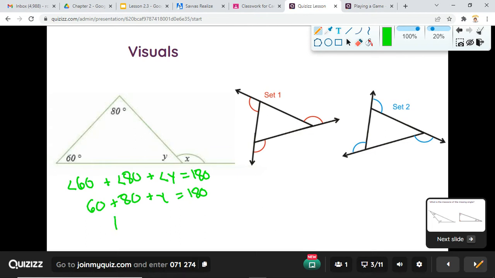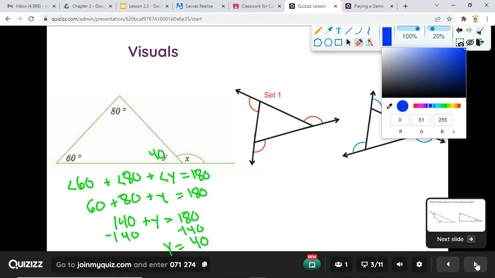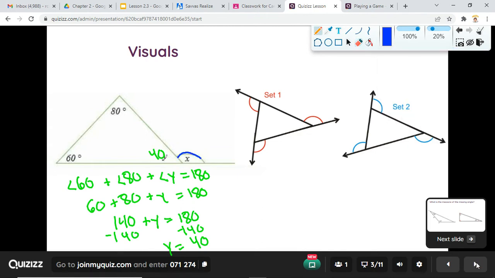So 60 plus 80 is 140. 140 plus y is equal to 180. And then when I subtract 140 from both sides, we get y is equal to 40. So that means that this angle measurement right here is 40 degrees. Now to find the measurement of angle x right here, we could do something similar. Notice how the angle with x and the angle with y will make an interior angle and exterior angle pair. That means if I add together y plus x, we should get 180 degrees.